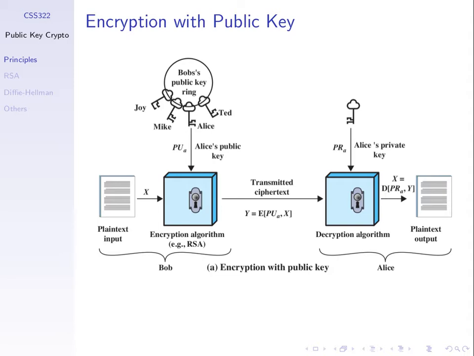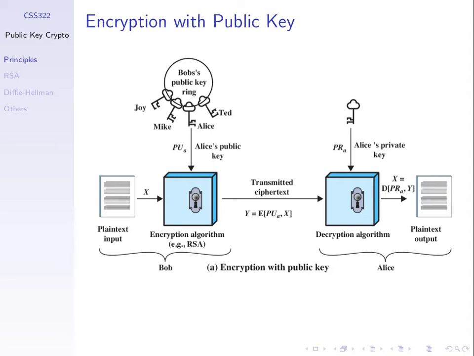Bob must know the public key of the other users, especially Alice in this case. And that's not difficult. Because they are public, it's easy for Bob to find out the public keys of Joy, Mike, Alice, and Ted. For example, every user puts their public key on a website. This is the public key of Alice, this is the public key of Joy, and so on. This is the public key of Bob. Because everyone's allowed to see them.